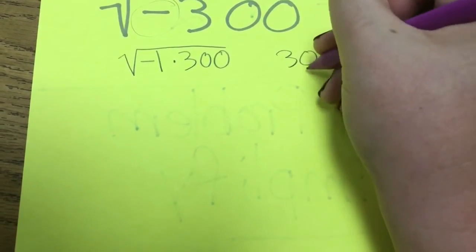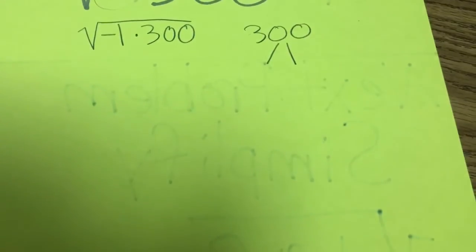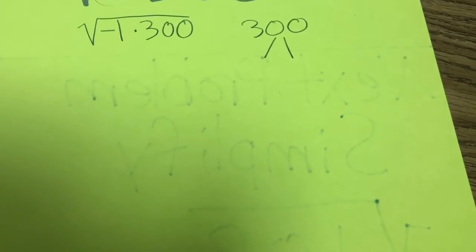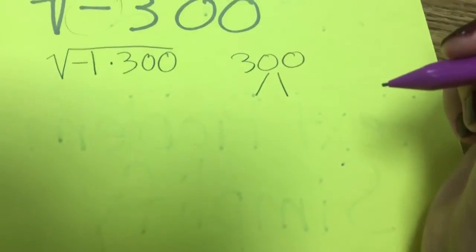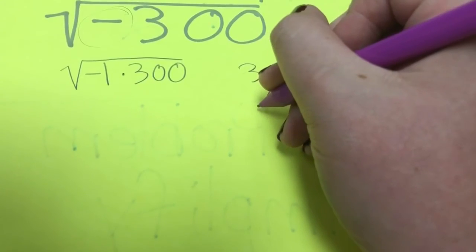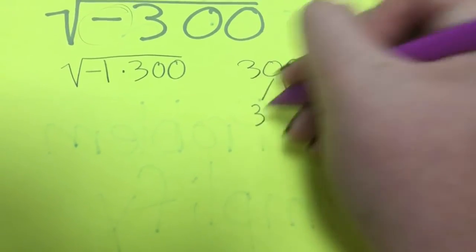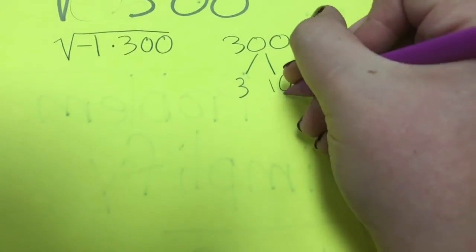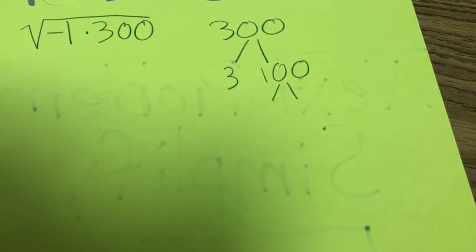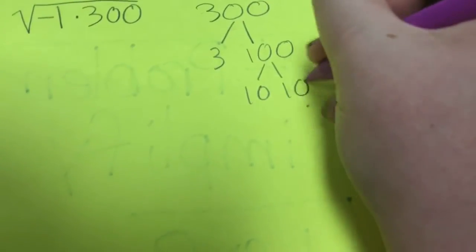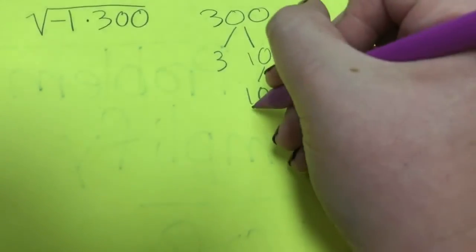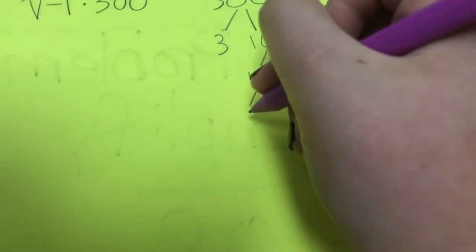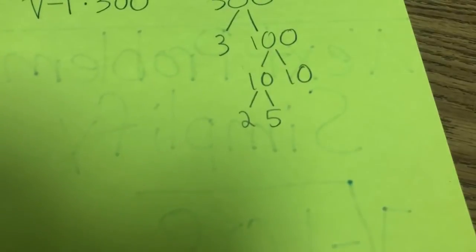So 300, I'm going to make a factor tree out of what goes into 300. So the obvious one is 3 and 100, because 3 times 100 is 300. What times what gives us 100? 10 and 10. 10 times 10 gives us 100. So then I want to separate my 10s out. 2 and 5 multiplied together gives us 10. 2 and 5 again for my 10.